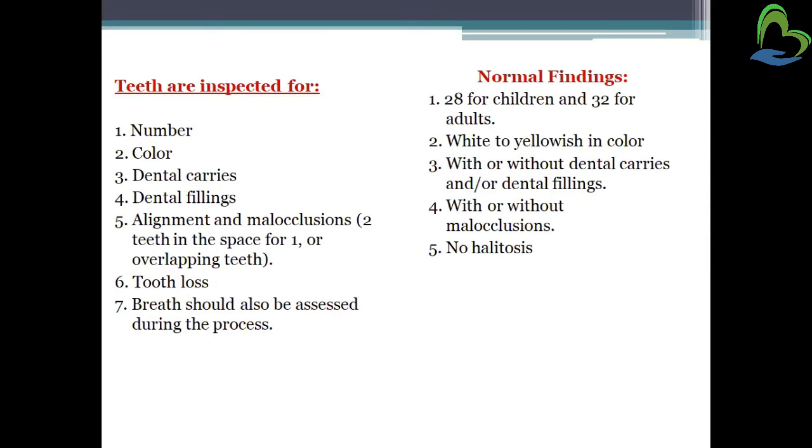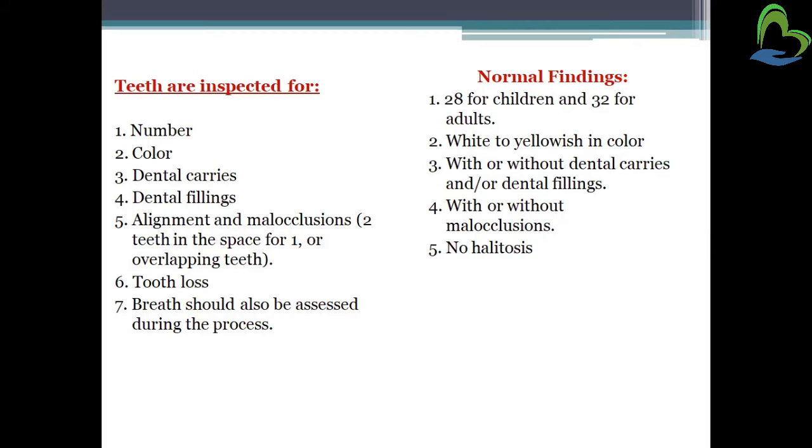Then next is teeth. The teeth are inspected for number, what is the number of the teeth, and color of the teeth. Sometimes there is white discoloration on the teeth, which is called fluorosis. Then dental caries, dental fillings, alignment, and malocclusion, meaning two teeth in a space for one, or overlapping of the teeth. You might have observed this many times. Then tooth loss should also be assessed during the process. If the person has bad breath, it is called halitosis.